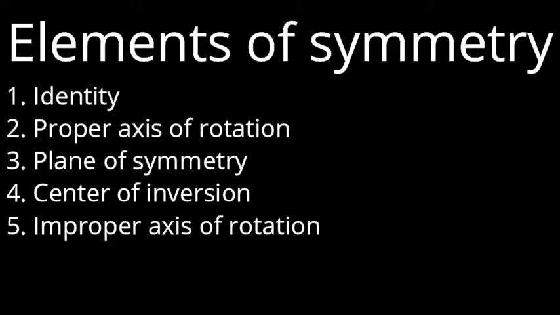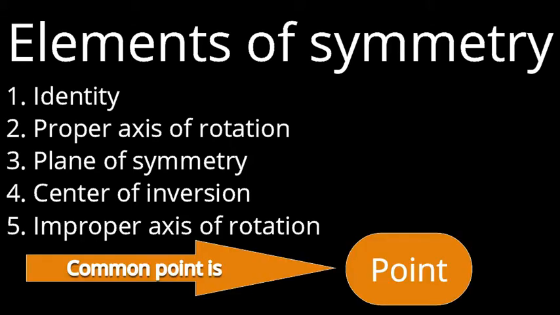Third one was plane of symmetry. It is a lamina. It is a cutting of the molecule into equal halves. So what can be common in the plane, line and identity? Considering all possibility, at least one point will be common. Fourth one was center of inversion, a point present at the center of the molecule. What is common among all? A point is common.